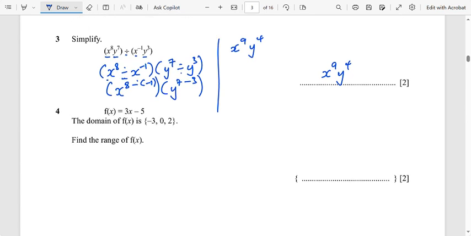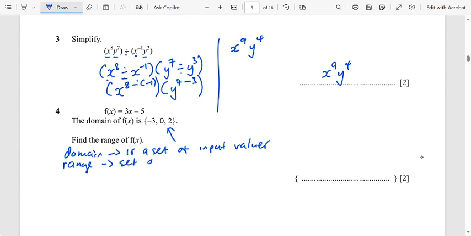Question number 4. If f of x is equal to 3x minus 5, the domain of f of x is -3, 0, 2. Find the range of f of x. So domain is a set of input values of this function, which we are given, the only input values we have are -3, 0, and 2. Range is the set of output values.